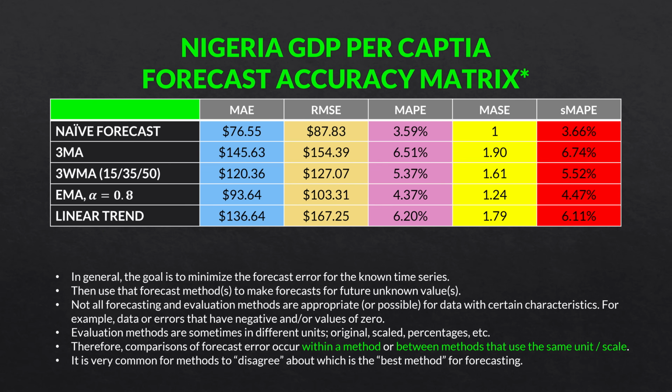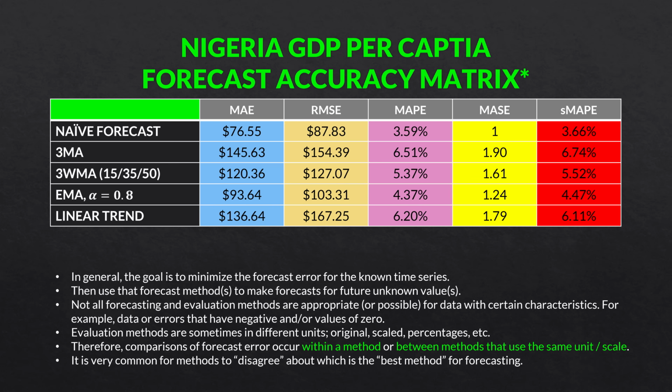So here is our forecast accuracy matrix. We can see that linear trend is there in the bottom row. While not the worst in terms of the mean absolute error column, it's pretty close to the 3-period simple moving average, which is the worst. And it fits right between that 3-period simple moving average and the 3-period weighted moving average. Now in the root mean square error column, we have a different story. The linear trend projection is worse than all the others.